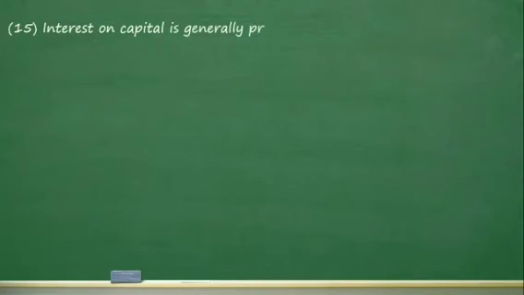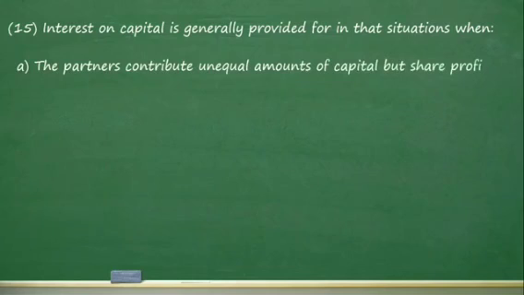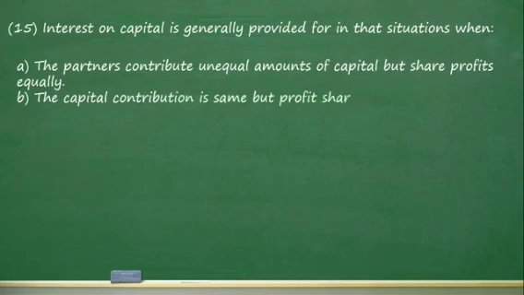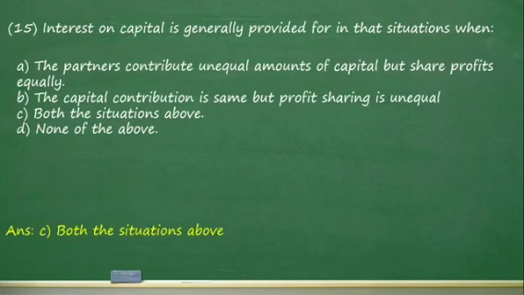The last question: interest on capital is generally provided for in the situation when partners contributed unequal amounts of capital but share profit equally, or capital contributed is the same but profit sharing is unequal, both the situations, none of the above. The answer is both the situations.